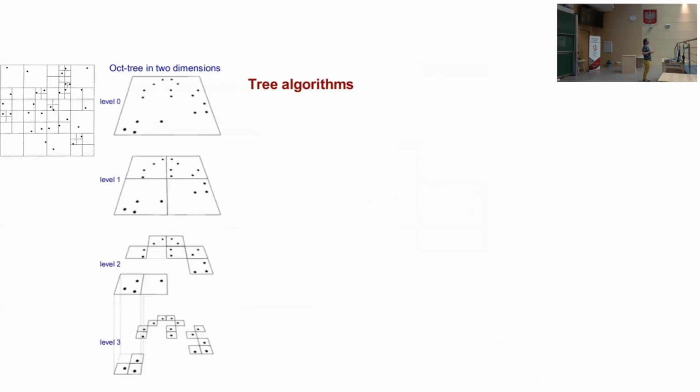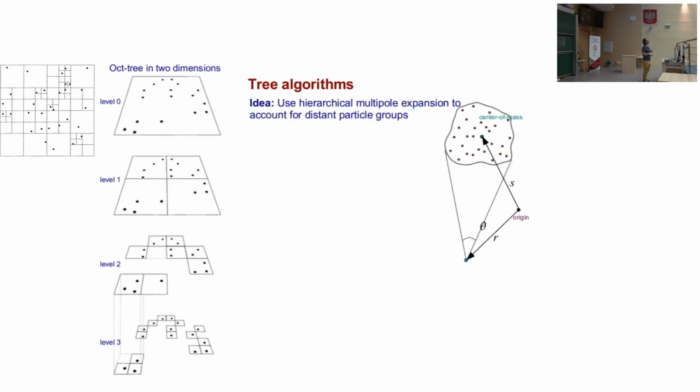So basically, you have levels of this tree, from the main level to the smaller levels, because you always make a division at each level. And here you use something we call hierarchical multipole expansion. This is a very simple idea, although the math and naming may sound complex. You basically approximate the gravity, force or potential contribution for a distant group of particles by the multipole expansion around the center of mass of this group of particles.